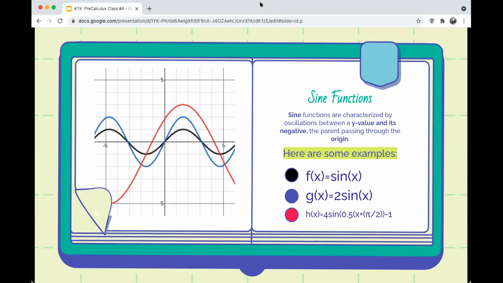Let's go ahead and open the graphing calculator. I'll let you take a look at this for a second while I open the graphing calculator. Let's go ahead.